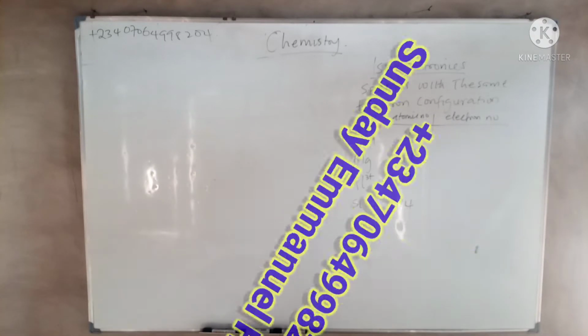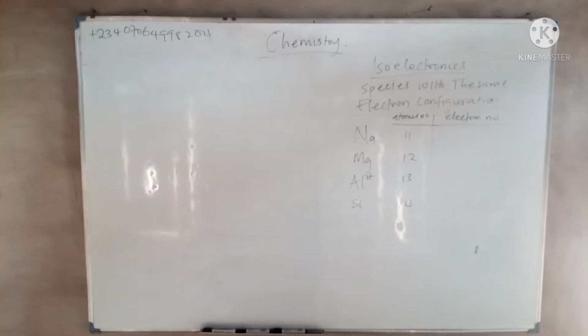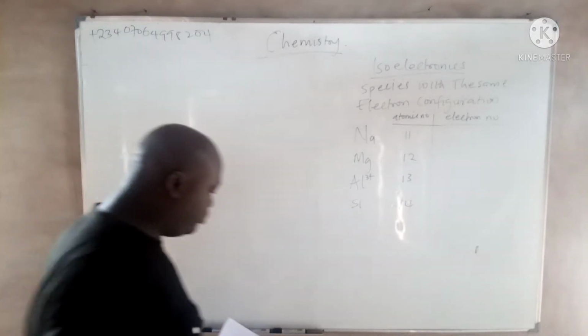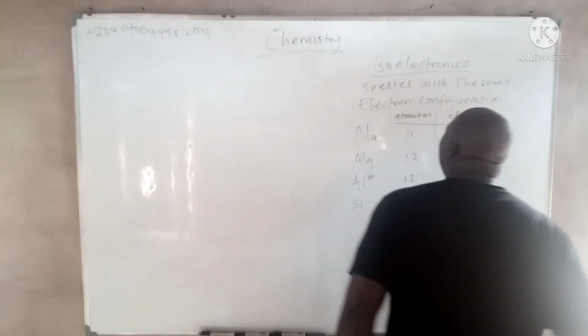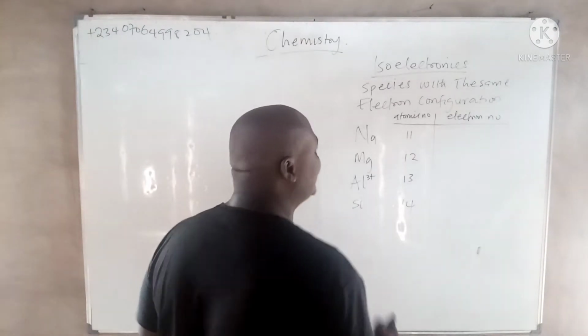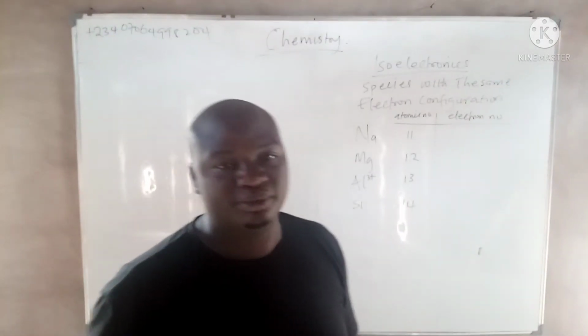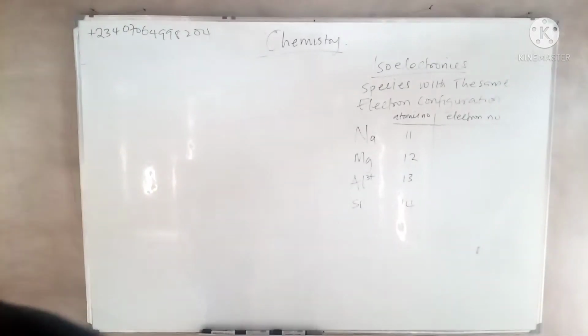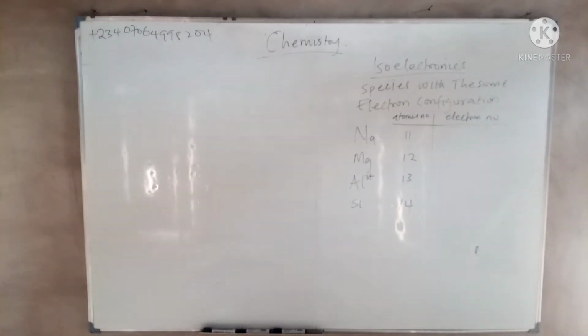Isoelectronics. This aspect of chemistry is very simple if you can understand the simple concept that comes with it. Isoelectronics are species with the same electron configuration. You can see from the board, when I mean the same electronic configuration, I mean that they have the same number of electrons.